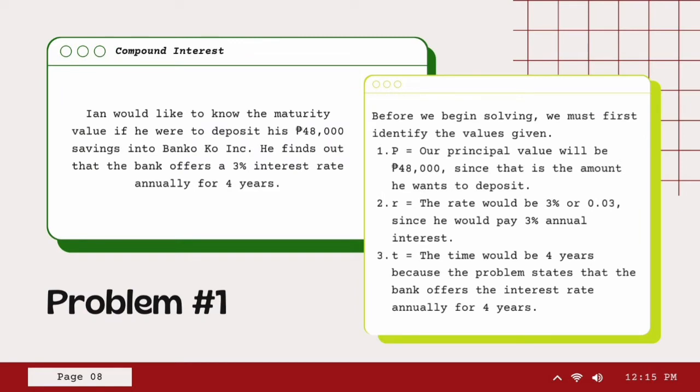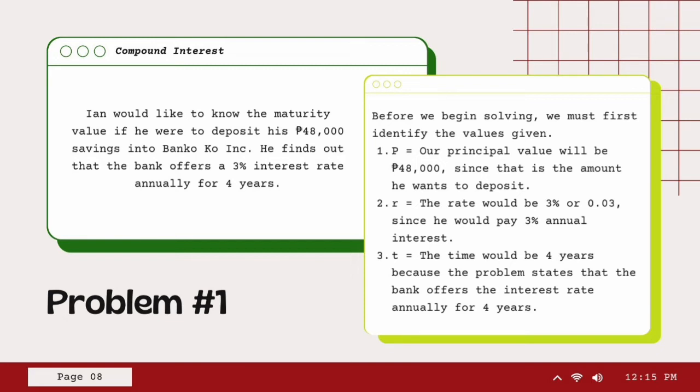Problem number 1. Ian would like to know the maturity value if he were to deposit his 48,000 pesos savings into Banco Co. Incorporated. He finds out that the bank offers a 3% interest rate annually for 4 years.